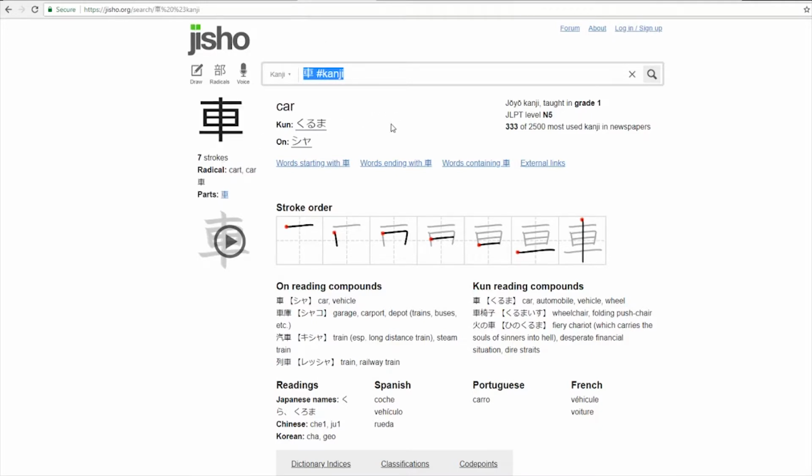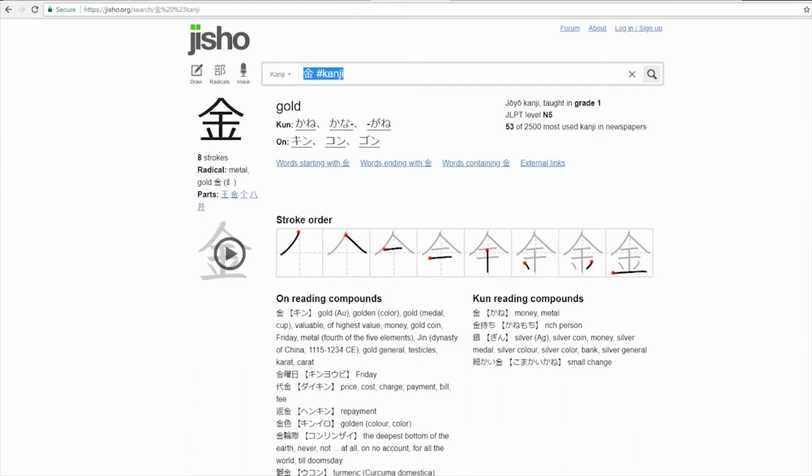This is going to represent car, which is kuruma. Kuruma means vehicle, and then I guess this is sha, just sha. Forgot about that. And the mnemonic for this one is basically looks like something zooming by a rice paddy. That's how some people have described it.